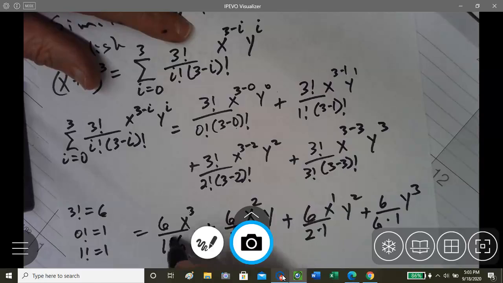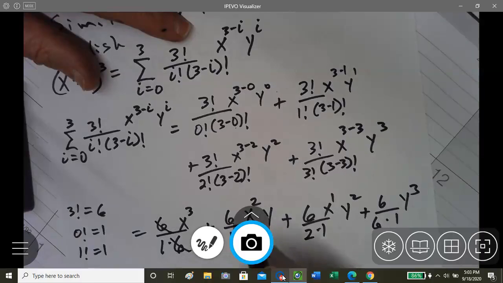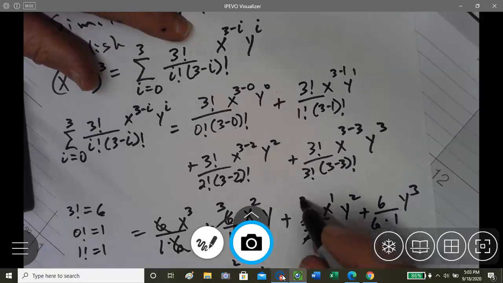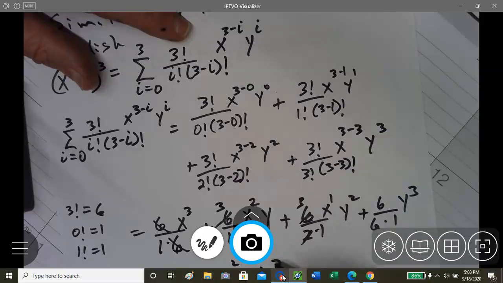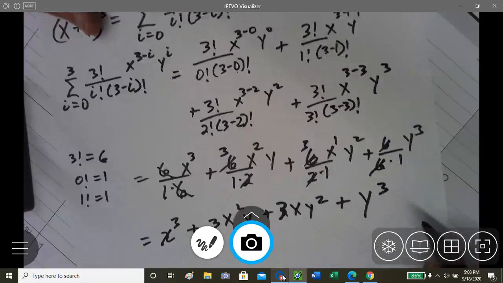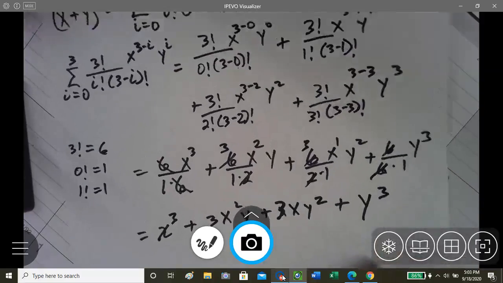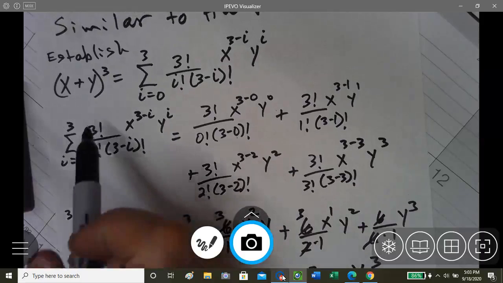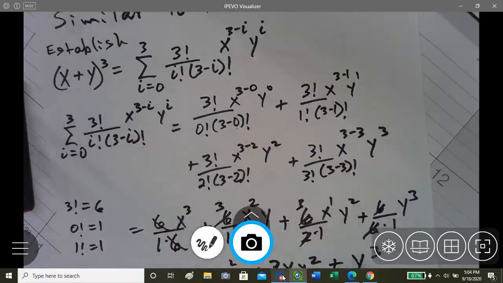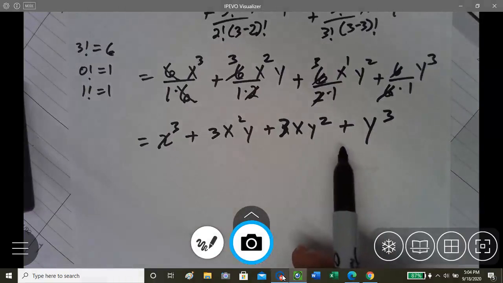So here we can simplify. 6 can go into 6, so that's 1, so that's just x cubed. Plus 2 can go into 6, that's 3. So that's 3x squared y. And here that'll be 3xy squared. And then here the 6's can cancel and we just get y cubed. Okay. So now if we can get this, the quantity x plus y cubed, to be the same as this, then we've established it.